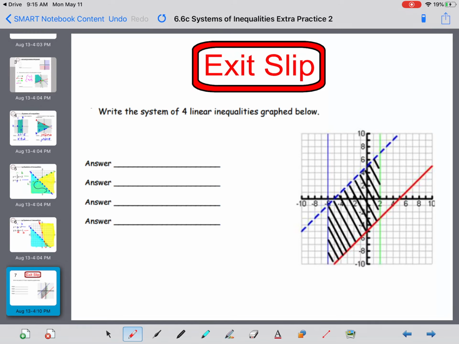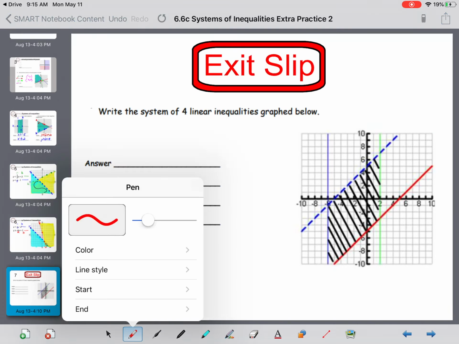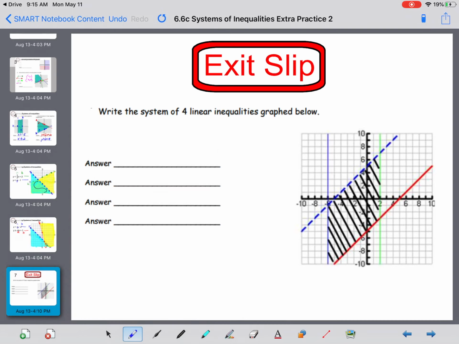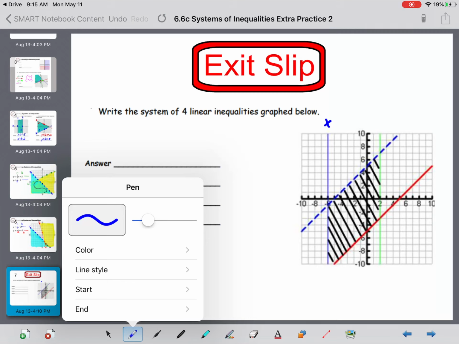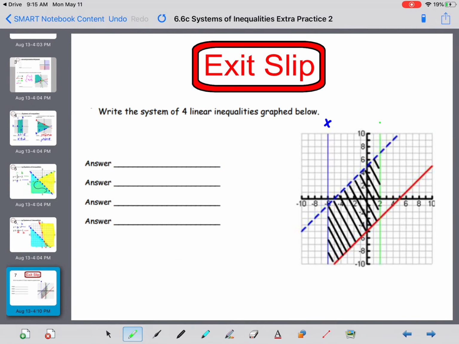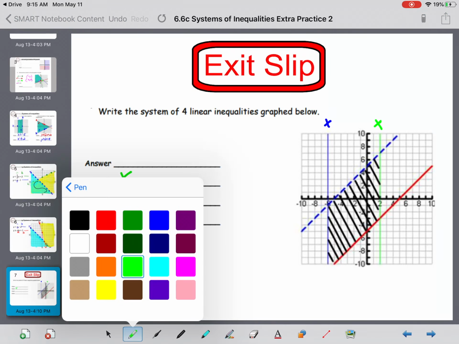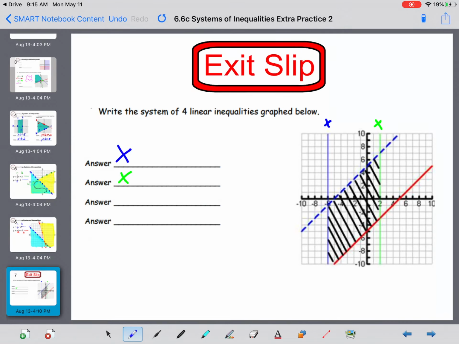Okay, write the system of 4 linear inequalities as graphed below. So we have 4 different lines here. We have 2 blue lines, 1 solid, 1 dashed, 1 green line, and 1 red line. So let's see. The first thing I notice is we have 2 lines that are straight up and down, right here and right here. So those are going to begin with the variable x. Those vertical lines do not have y's in their inequalities.